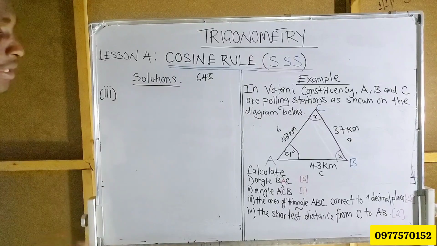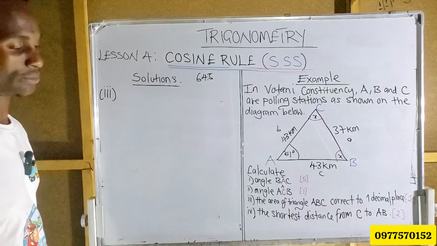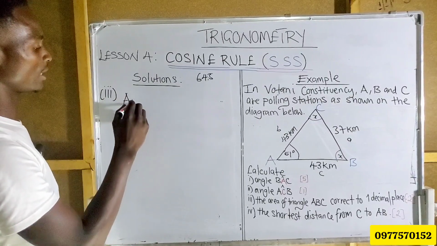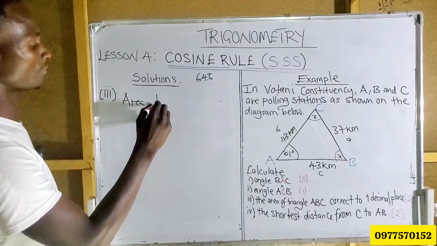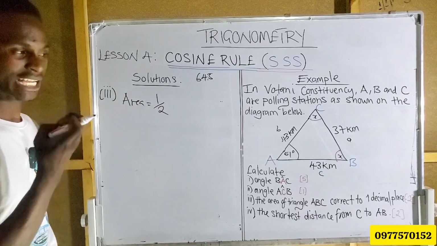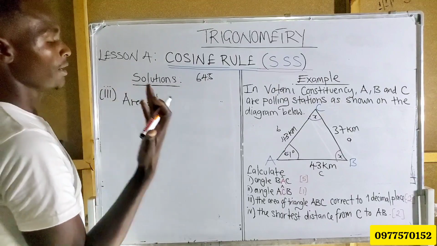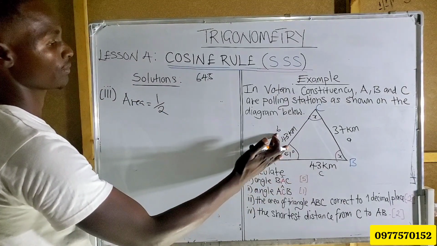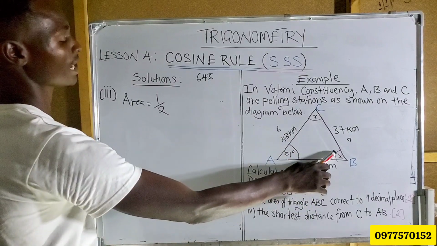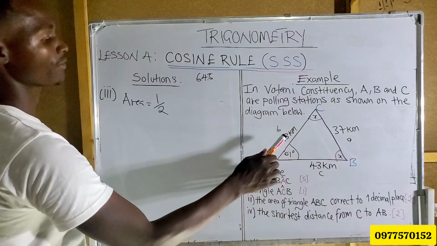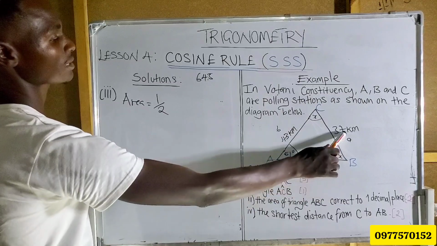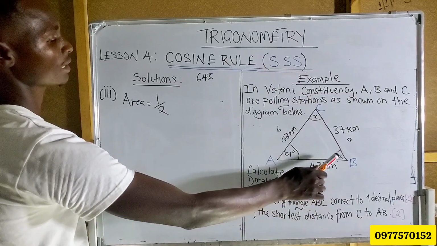Question 3 is saying, find the area of triangle ABC, correct to one decimal place. This is simple. The formula for area is half, which is 1/2, then the two sides. Now, if you get this side, you can't get this angle. If you get this and this, you're automatically going to get this one. If you get this and this side, you're automatically going to get this angle.